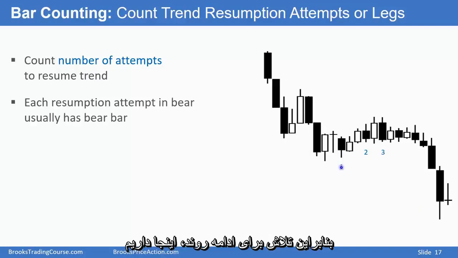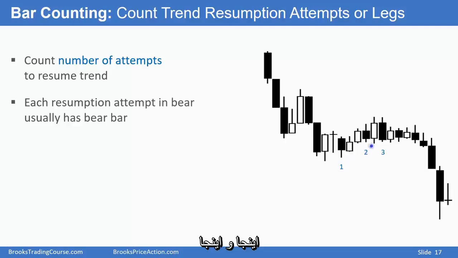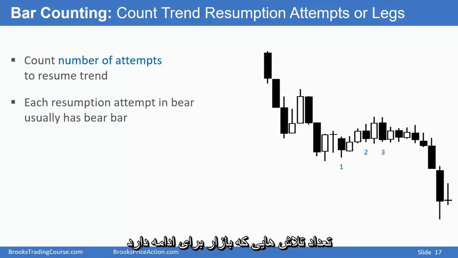So we tried to resume here, here, and here. We pulled back once, pulled back twice, pulled back 3 times. So this, in fact, is a wedge bear flag. So the number of attempts the market makes to resume is also the same as the number of legs up in the pullback. Leg up, a pullback, resumption down. Leg up, resumption down. Leg up, resumption down.